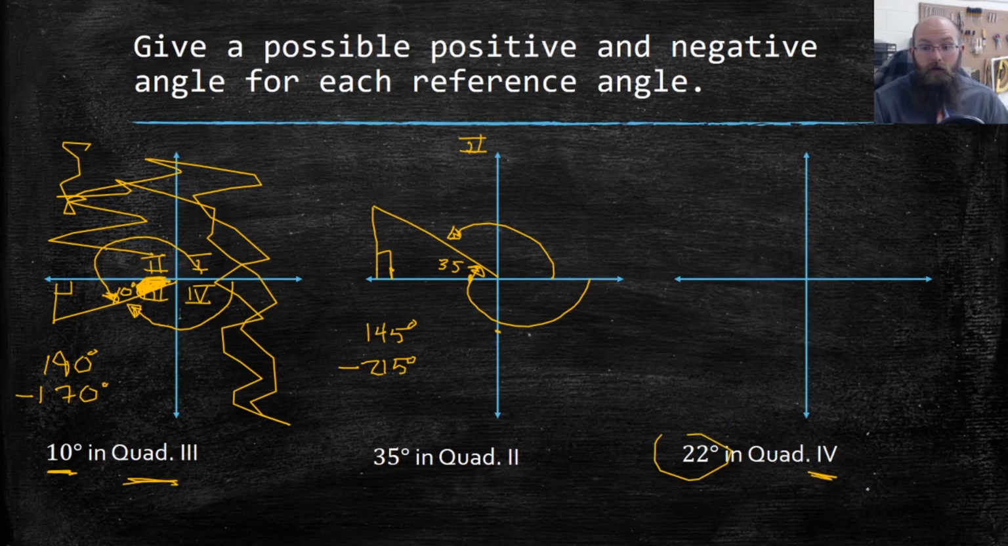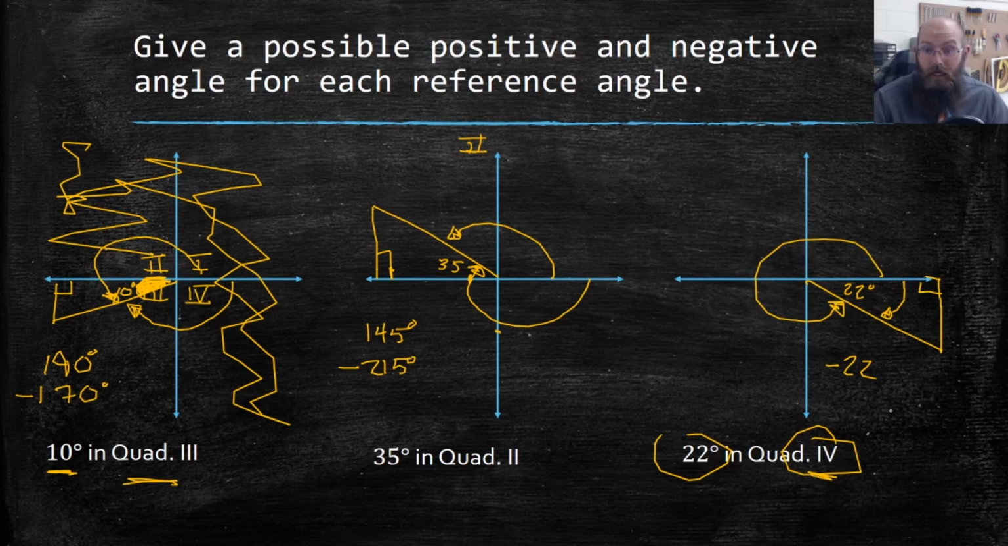22 in quadrant 4. That's going to be over here, right? Connect my line to my nearest x-axis. This is a 22 degree reference angle. My reference angle is always to my nearest x-axis. I am in the correct quadrant. Good. So this is actually a negative 22, gets me there, or a positive, how much? 360 minus 22, 338 if I go positively. Nice. So all of these locations, I gave a positive and a negative for each of those reference angles.